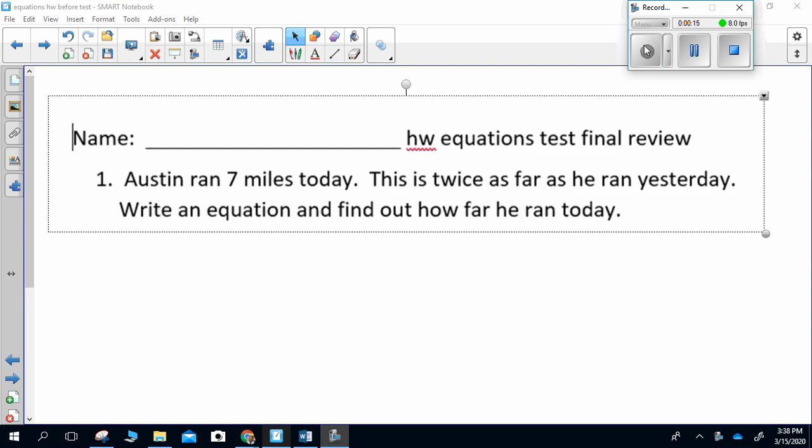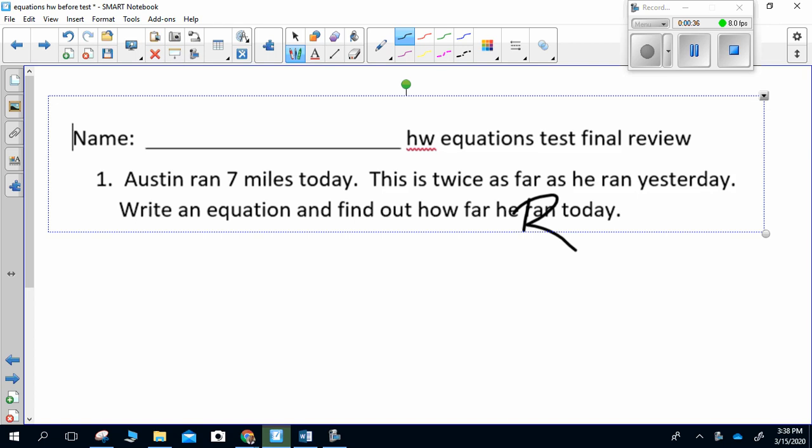First question, Austin ran 7 miles today. This is twice as far as he ran yesterday. Write an equation to find out how far he ran today. So we're trying to find out something, we have to figure out what our variable is going to be. So we're trying to find out how far he ran today. So I'm going to use R for ran. And then I'm going to look through here and see things that I know.